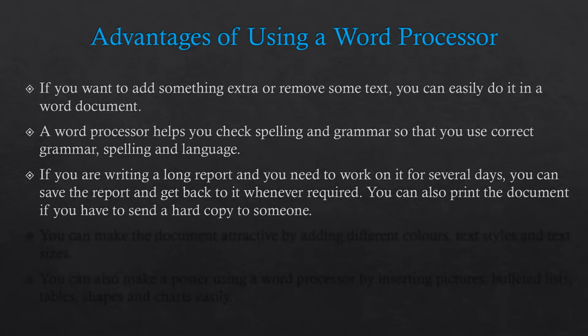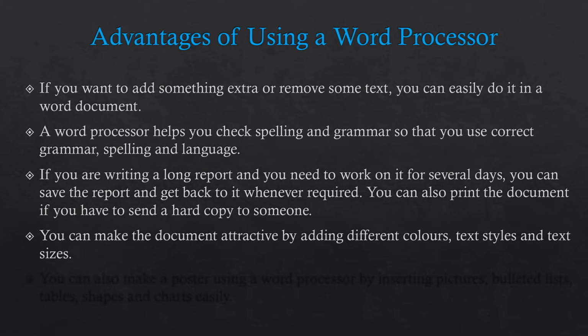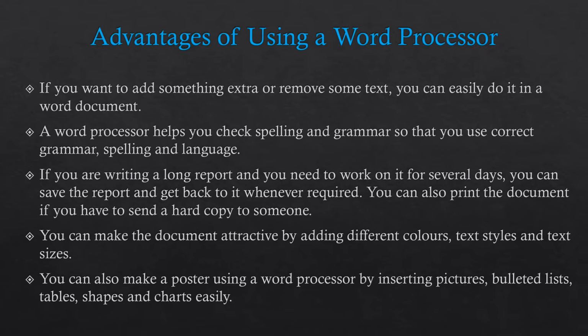You can make the document attractive by adding different colors, means you can edit the font text, font size. You can change these features to make the document attractive. You can also make a poster, means you can use the feature of inserting pictures, bulleted lists, tables, shapes, and charts very easily in a Word document, because there are separate tools for it and it can be easily done in a word processor. So these are the advantages why we use a word processor.